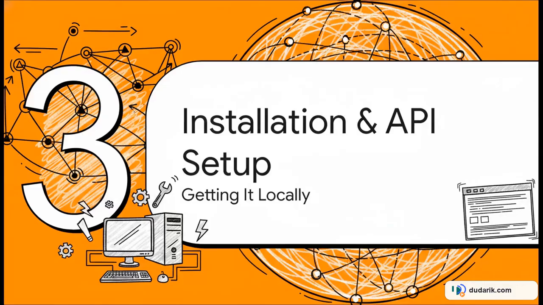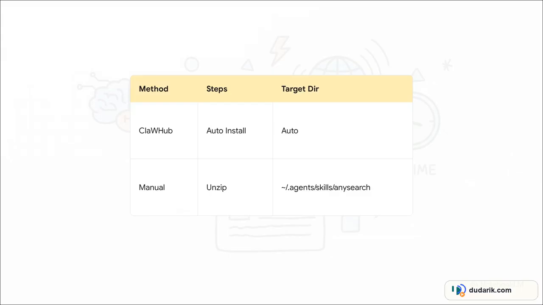Okay, let's get into how you actually get this running on your local machine. You've got 2 main routes, the incredibly easy one-click ClawHub Marketplace install or the manual install. Honestly, the manual route is perfect if you want to share the skill across multiple AI tools, since you just drop it right into that .agents/skills/AnySearch directory. It is super portable.